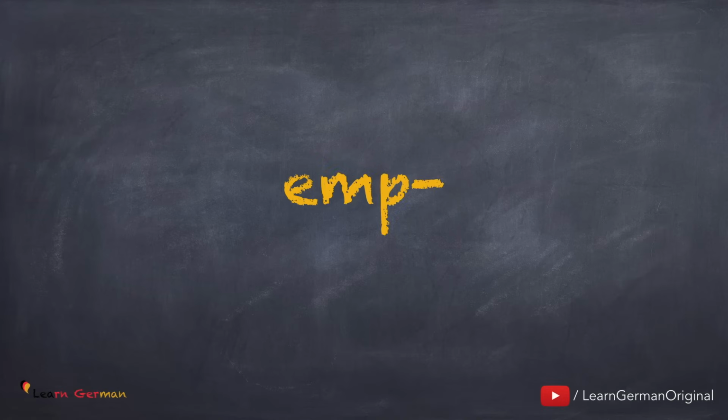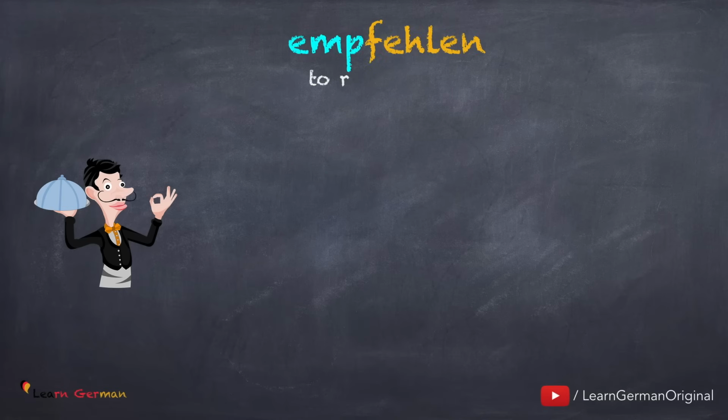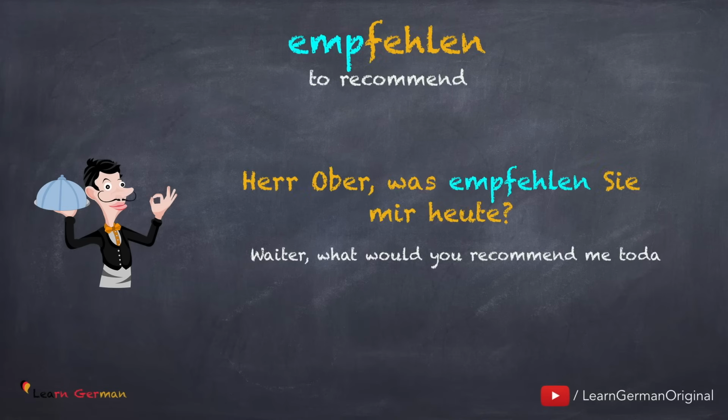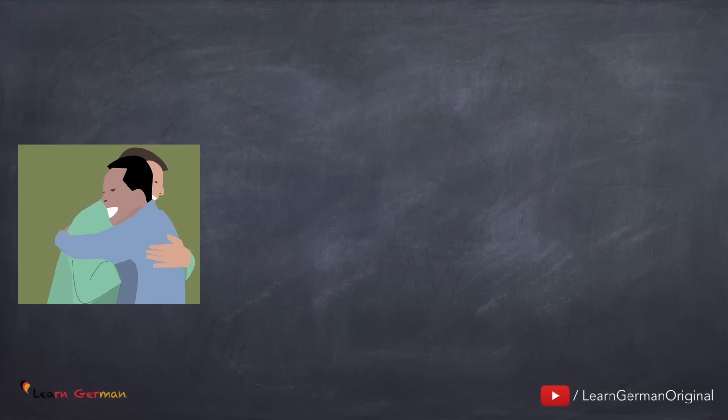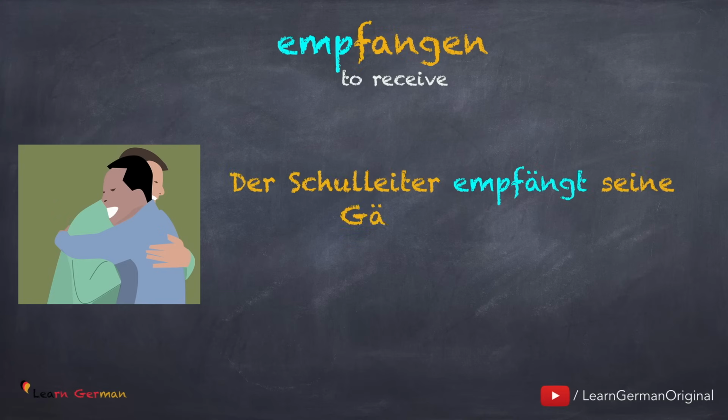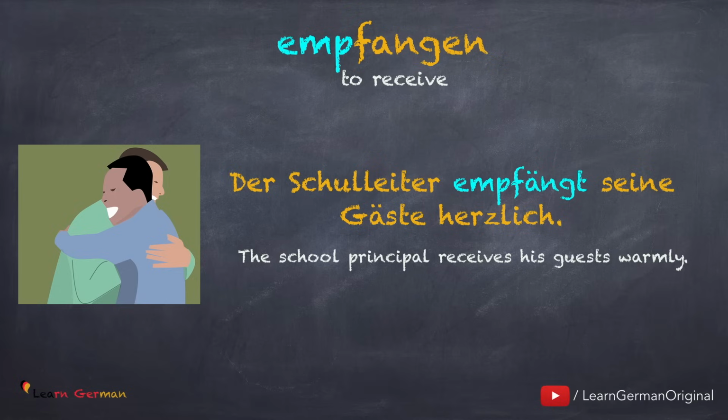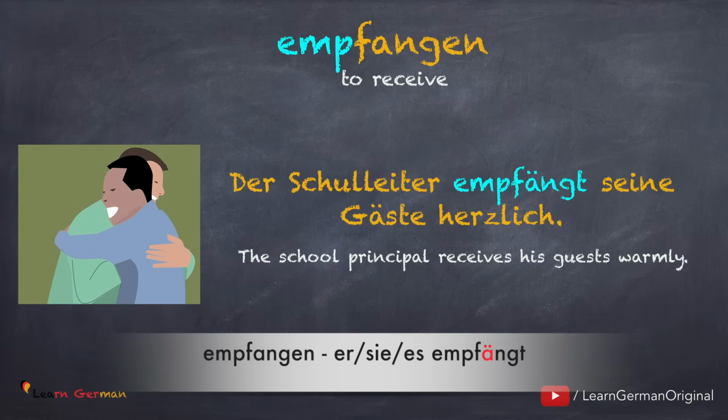The next prefix, which is not separated from the verb, is emp. And the first verb, as an example, is empfehlen. Herr Ober, was empfehlen Sie mir heute? Another example is empfangen. Der Schulleiter empfängt seine Gäste herzlich. Since empfangen is an irregular verb, so on conjugation, it will take an umlaut.